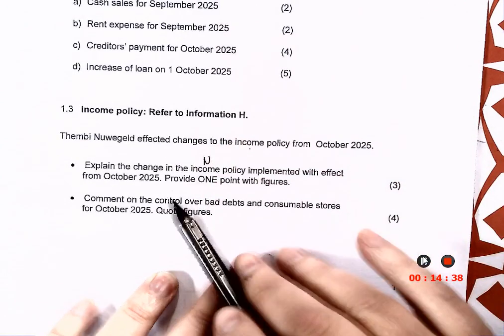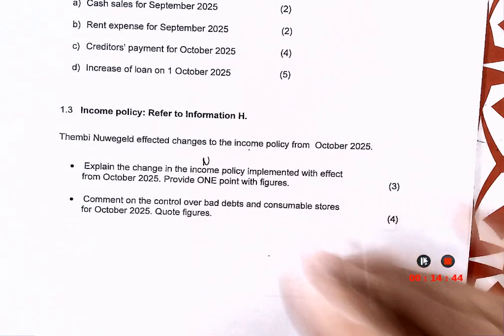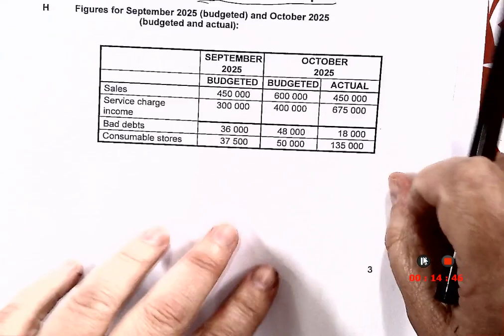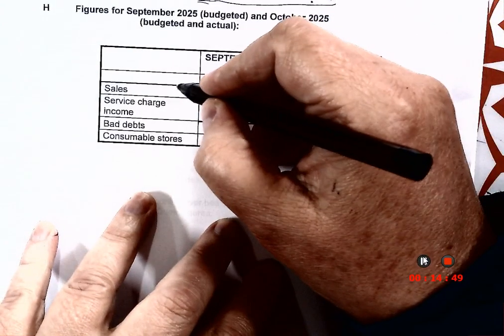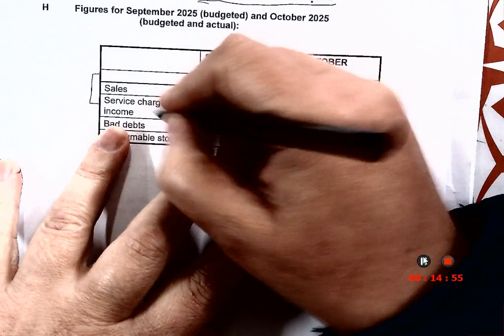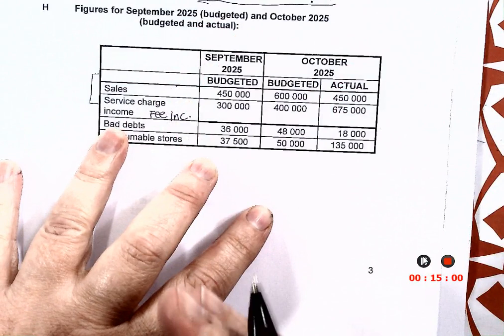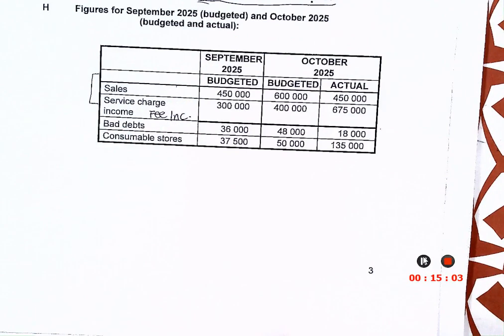Implemented with effect from October 25. So they want me to go to info H. If I go to info H, my income will consist of sales and service charge income. Service charge income is your fee income, where you rendered a service. A lot of shops have got both parts, especially like a hairdresser. She delivers a service, but she also sells products. A clothing shop delivers a service by fixing the clothes, but that's not their main source of income, selling the clothes is. But they've got both incomes.